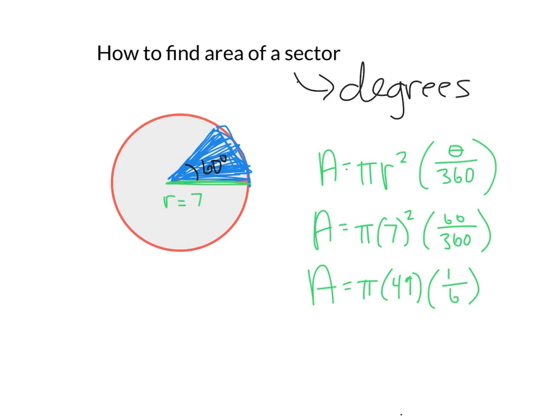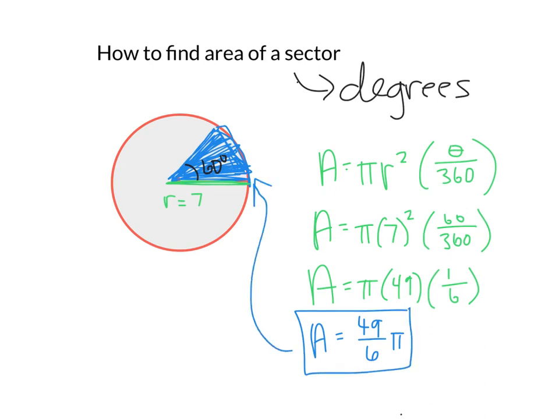And then if we multiply everything across, what ends up in the numerator would be 49. 6 is in the denominator, and then we've got to keep our pi. So this entire section is 49 over 6 pi. And we could convert that into a decimal if we wanted to. When you do your IXL, though, I think it asks for exact measures, and so you're going to have to keep it in terms of pi.